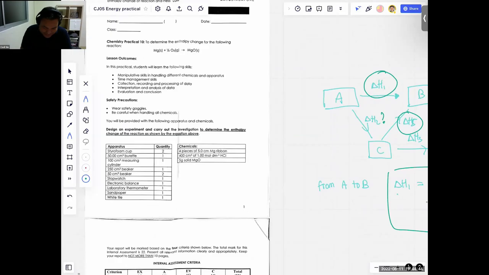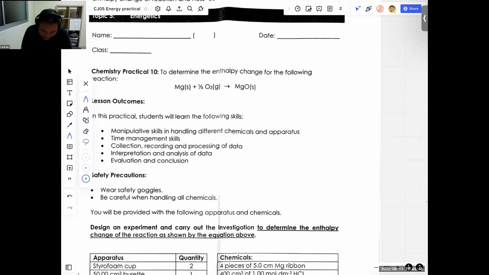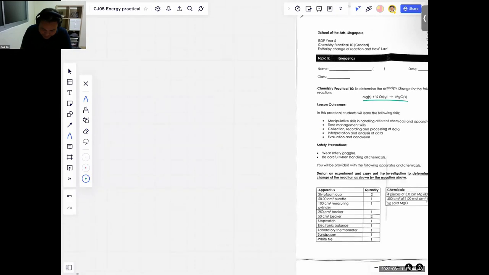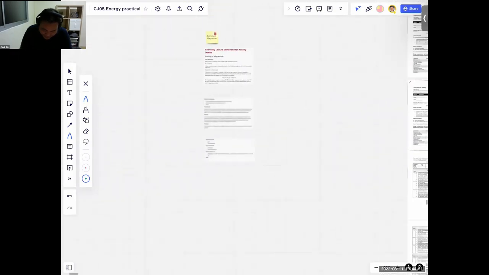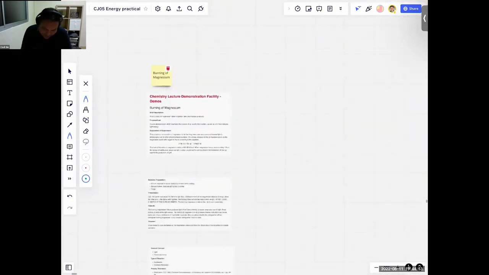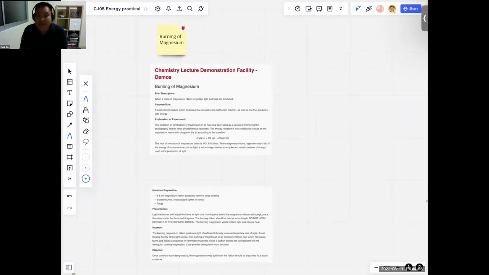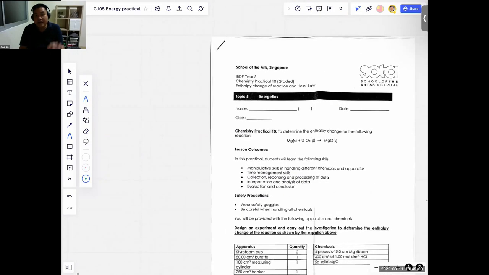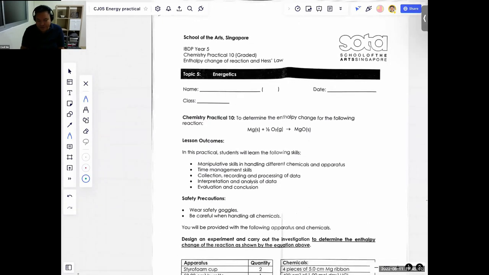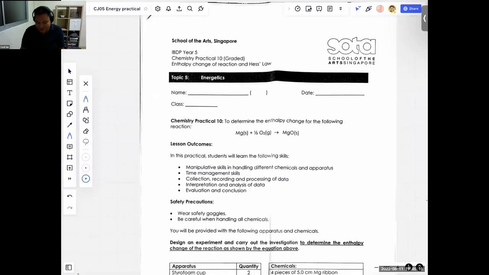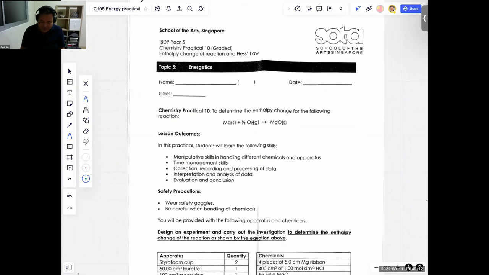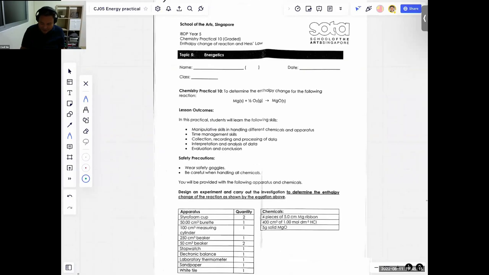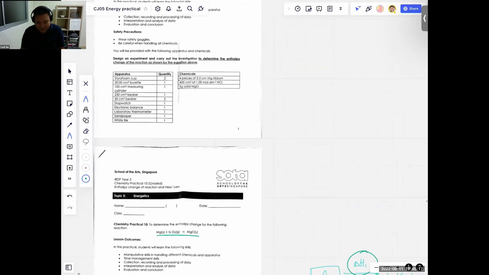Okay. This is the combustion. I looked through here because I was curious. It's burning reactive magnesium in oxygen, and the flame is very sharp. If you're not careful and you look directly, you can get temporary blindness. It's quite dangerous.